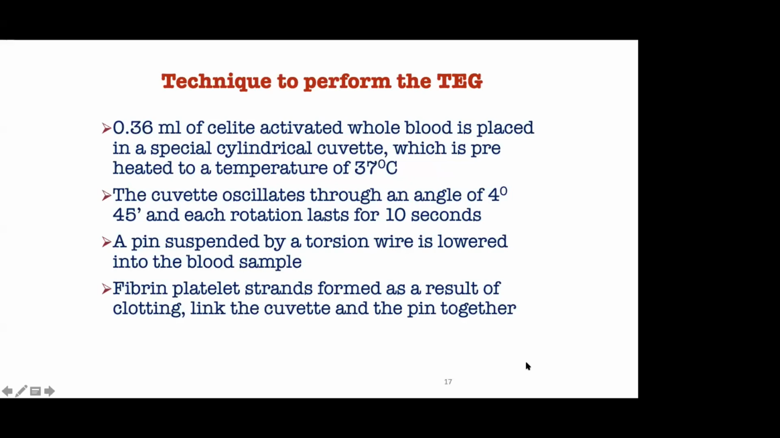The cuvette oscillates through an angle of 4 degrees 45 minutes, and each rotation lasts about 10 seconds. So that is, the 6th cycle is covered in 1 minute. A pin suspended by the torsion wire is lowered into the blood sample, and fibrin platelet strands form as a result of clotting, linking the cuvette and the pin together.